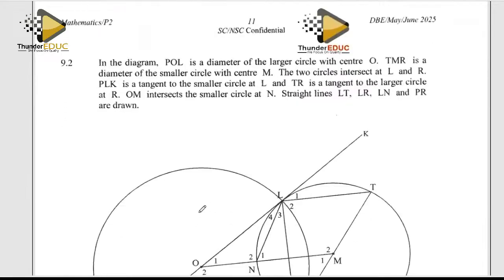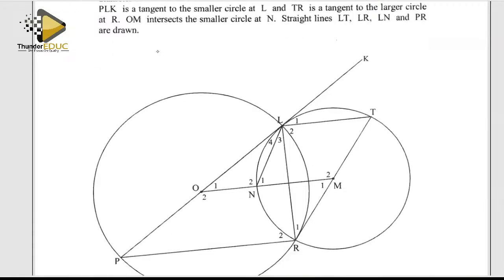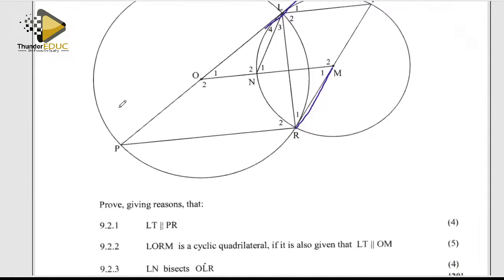Okay, the diagram: POL is a diameter of a larger circle with center O. TMR is the diameter of the smaller circle with center M. The two circles intersect at L and R. PLK is a tangent to the smaller circle, and TR is a tangent to the larger circle. Okay, the larger circle has this tangent, and the other one has a tangent at this point. Then the question is, can we prove that LT is parallel to PR?